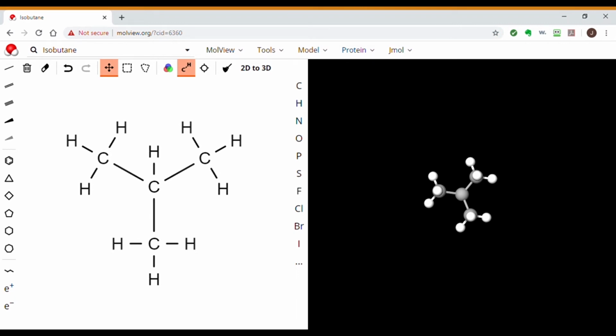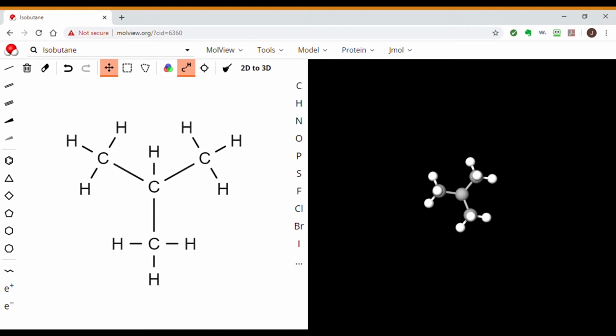At this point, we arrive at an interesting observation. When we drew the structure of butane, we automatically joined the carbons one next to the other. However, look at this structure here. This is called isobutane. Isobutane also has the formula C4H10.